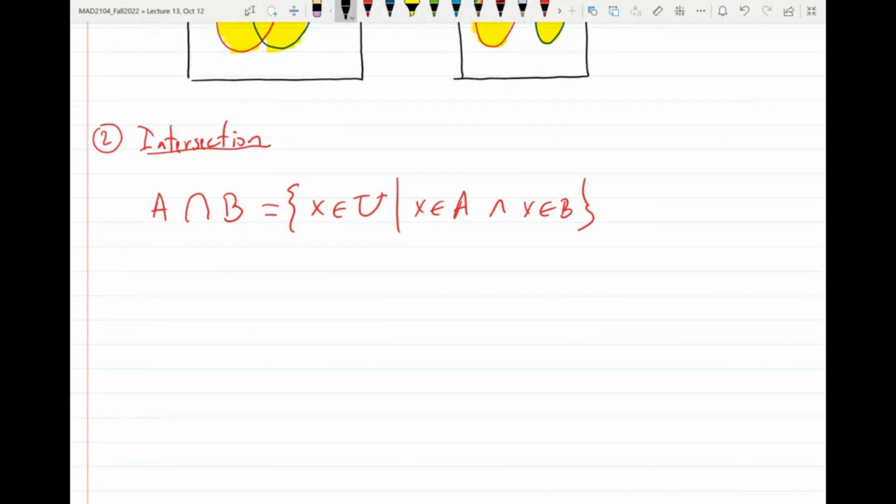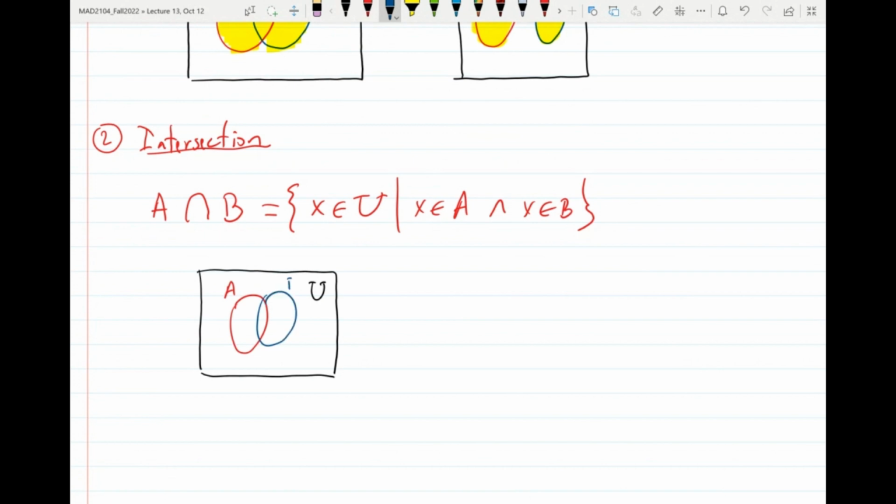So if we were to do the Venn diagram for this, we have a universal set here. This is A, this is B. Then what would be A intersection B? It's going to be this part right here, the common part between the two. Do you understand this?